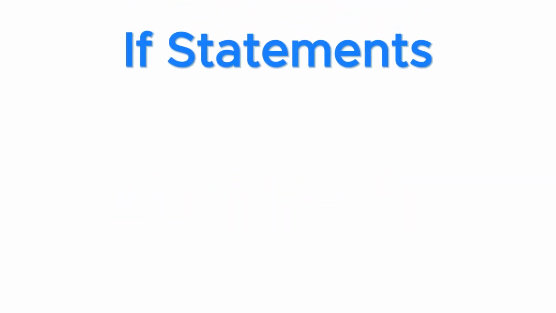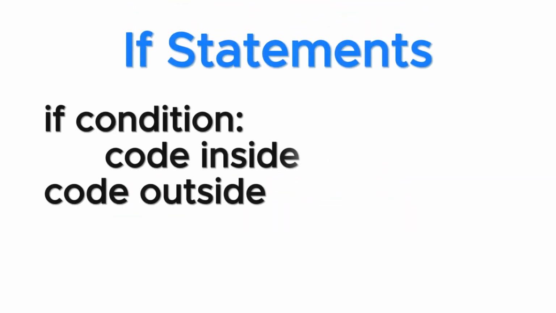A basic if statement has a simple structure. You write if, followed by a condition and a colon, and you indent using the tab key to show the code that's inside the if statement. This code will only run if the condition is true. Code that will run regardless after the if statement is not indented.